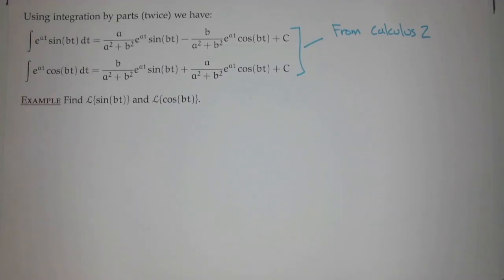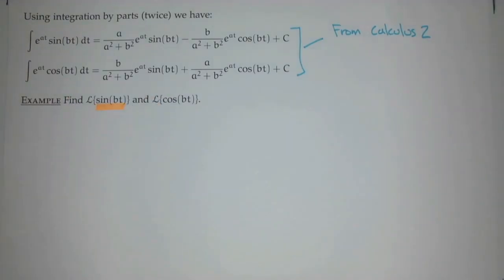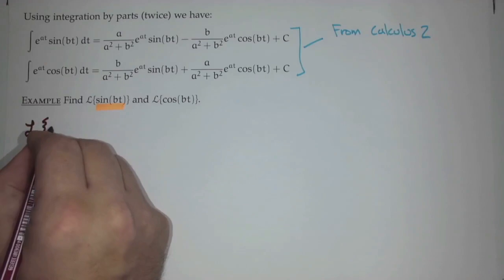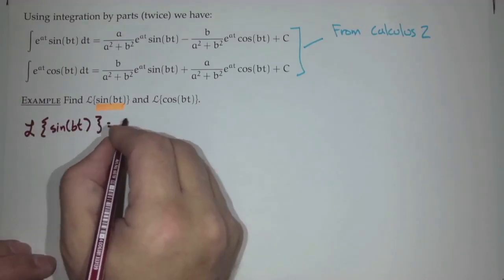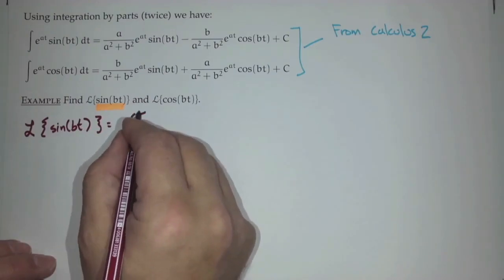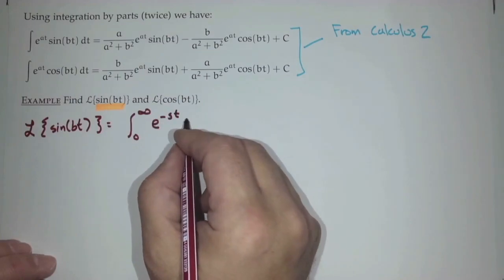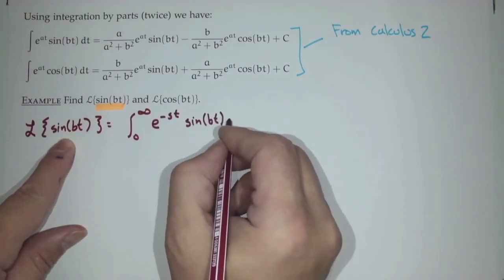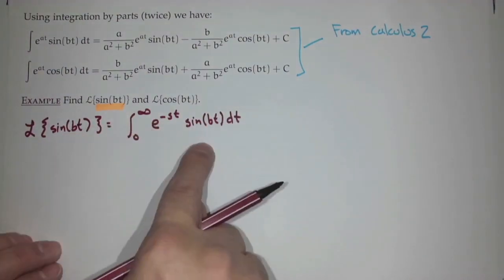Sine? You saw the sine, huh? All right. So we're going to focus on the sine. The Laplace transform of sine, according to the rule, is the integral from 0 to infinity of e to the minus s times t, then we plug in the function, sine b times t dt. So this part is the definition.